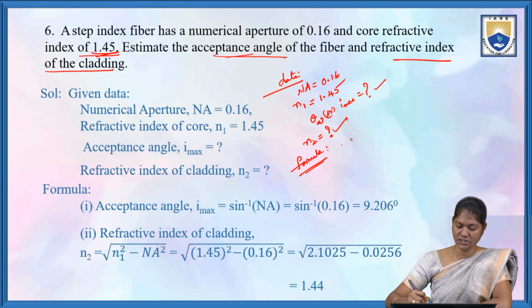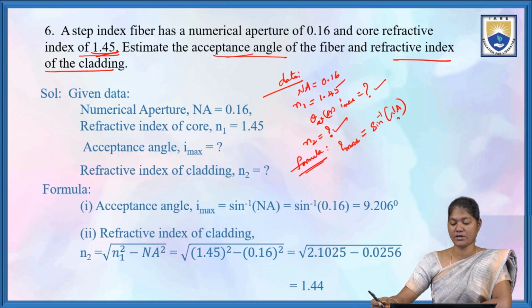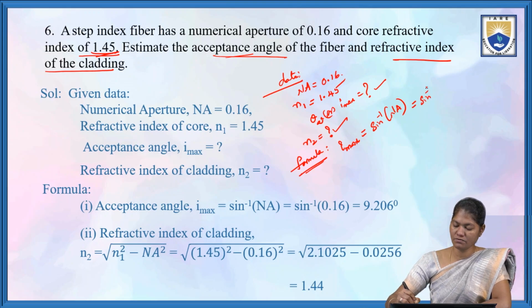First we'll see the acceptance angle formula. Acceptance angle i maximum or theta A is equal to sine inverse of NA, the numerical aperture. The numerical aperture is given, so sine inverse of 0.16. So the acceptance angle i maximum is equal to 9.206 degrees.